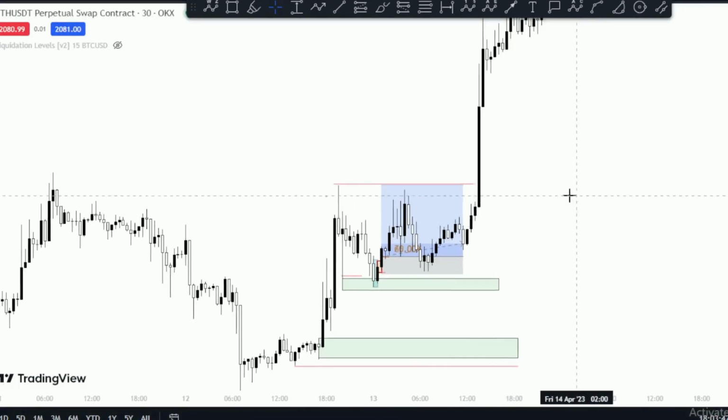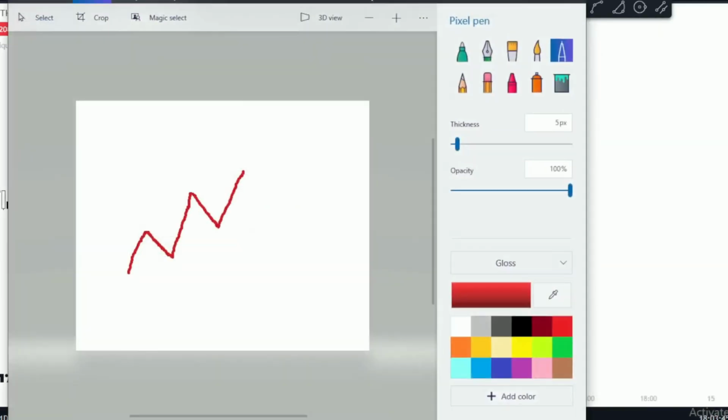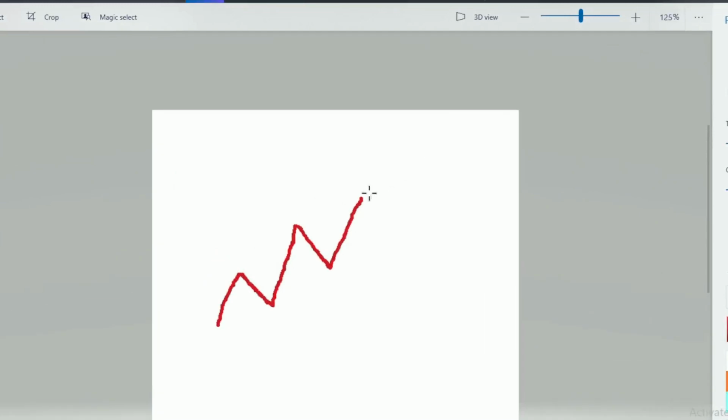Okay, so we'll be discussing the same concepts on our candlestick, but first of all we'll be using the pin section, so it would be very easy for you to grip it up.